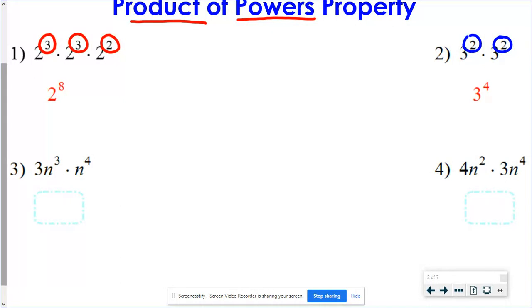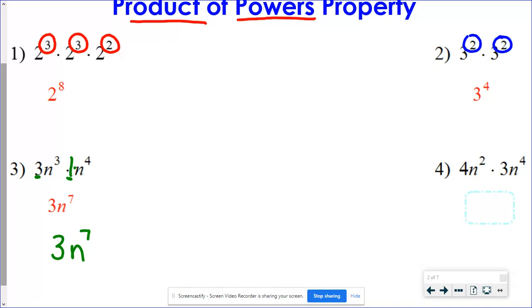If I have numbers and variables, so I've got 3n to the 3rd and an n to the 4th, if you want to, you can put a 1 right there. So I'm still just going to multiply the 3 times the 1 gives me a 3. And then I'd figure out how many n's I have. I've got n to the 3rd and n to the 4th. That'll give me n to the 7th. When we write these answers, we do want the numbers in front of the variables. That's just the standard way that everybody writes math answers.